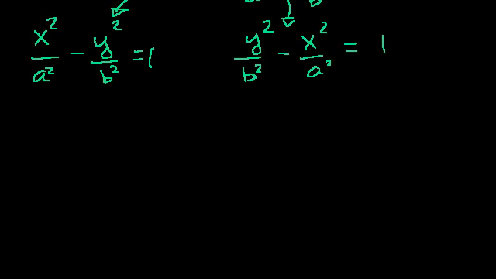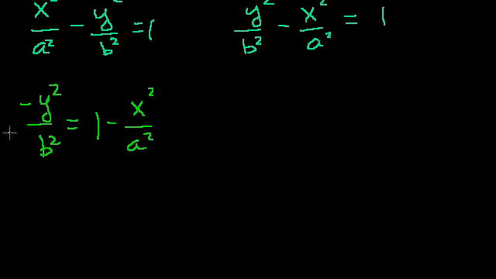So these are both hyperbolas, and what I like to do whenever I have a hyperbola is solve for y. In this case, if I subtract x squared over a squared from both sides, I get minus y squared over b squared, which stays there, is equal to 1 minus x squared over a squared. Then I want to get rid of this minus and this b squared, so let's multiply both sides of this equation times minus b squared.